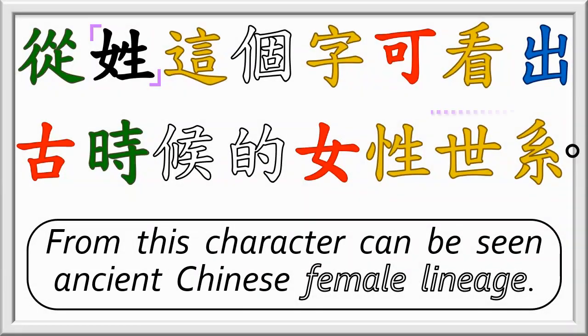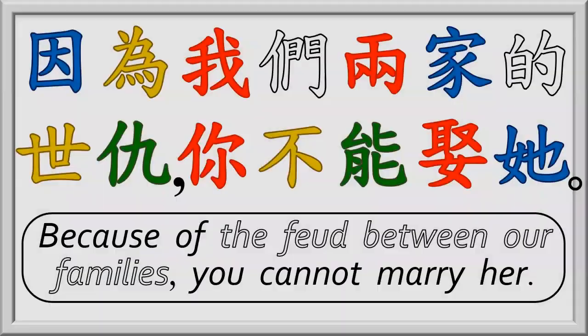Here are a few miscellaneous examples of 世. The first, 世系, meaning ancestral lineage. 从姓这个字可以看出古时候的女性世系。From this character can be seen the ancient Chinese custom of female lineage. 世仇 is a feud lasting generations, along the lines of Shakespeare's Romeo and Juliet. 因为我们两家的世仇，你不能娶她。Because of the feud between our two families, you cannot marry her.